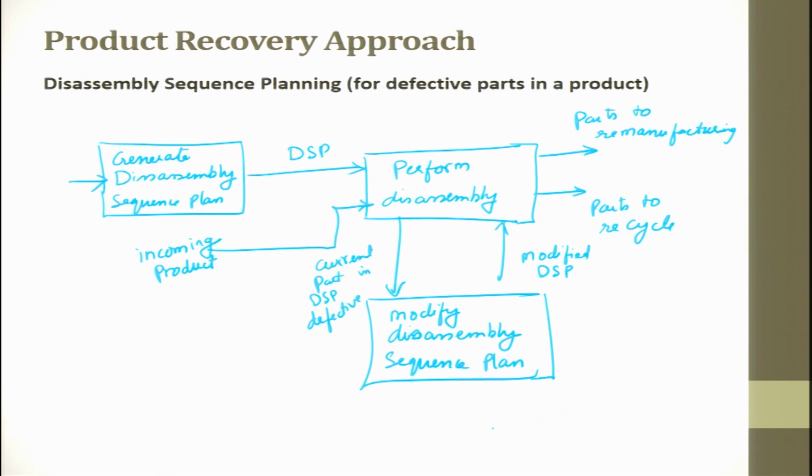So, it is generating the disassembly sequence plan. Then the plan is given here, and performance disassembly is carried out. So, you try to separate out remanufacturing and recycling, and then the modified disassembly sequence plan is done. So, this is given back, and again this gets reiterated and we start doing it. So, here, directly from the incoming product, disassembled parts or products can be put for recycling.